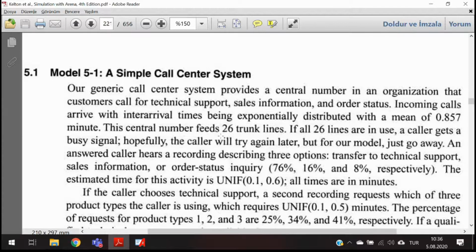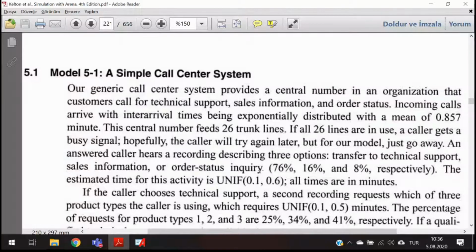So the whole system has the capacity of 26 callers. There are only 26 lines available. If all these 26 lines are busy, the caller gets a busy signal and will leave the system immediately. An answered call, I mean, if you find one of these trunk lines available, an answered caller hears a recording describing three options: transfer to technical support, sales information, and order status inquiry.